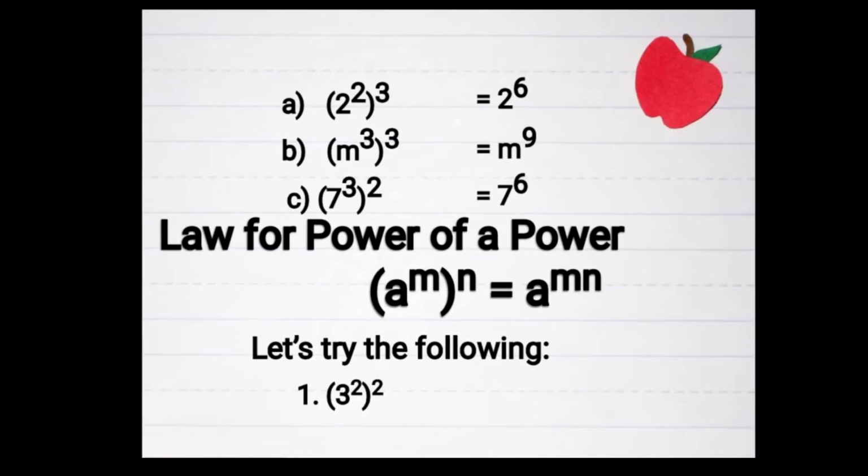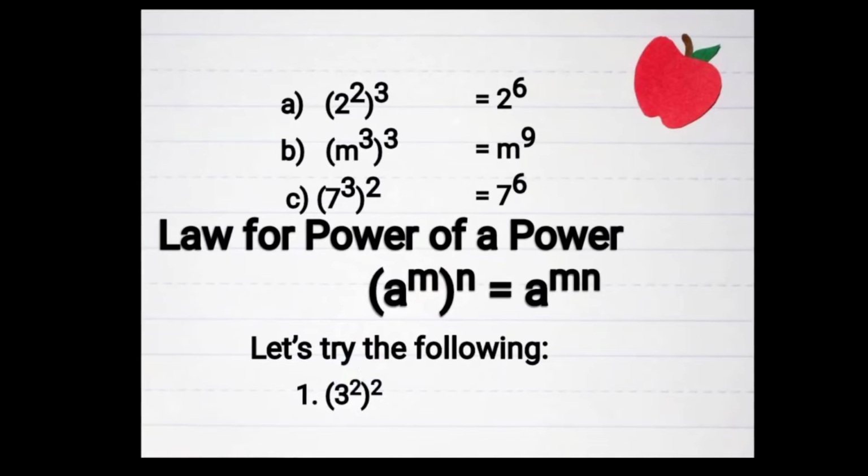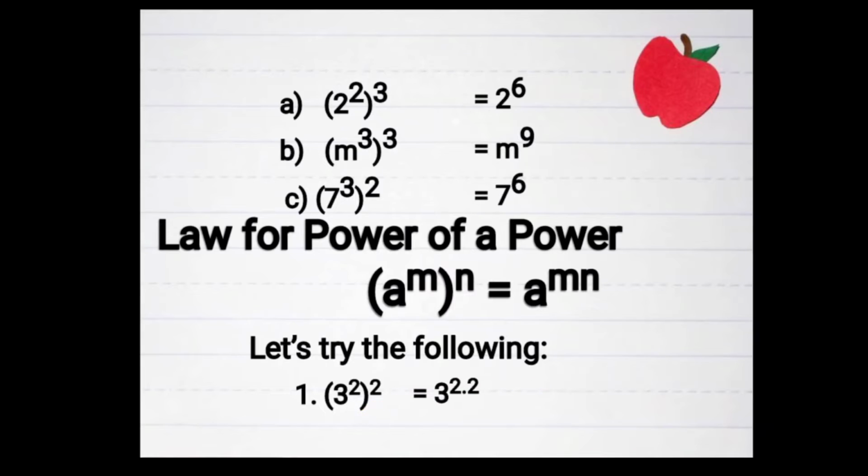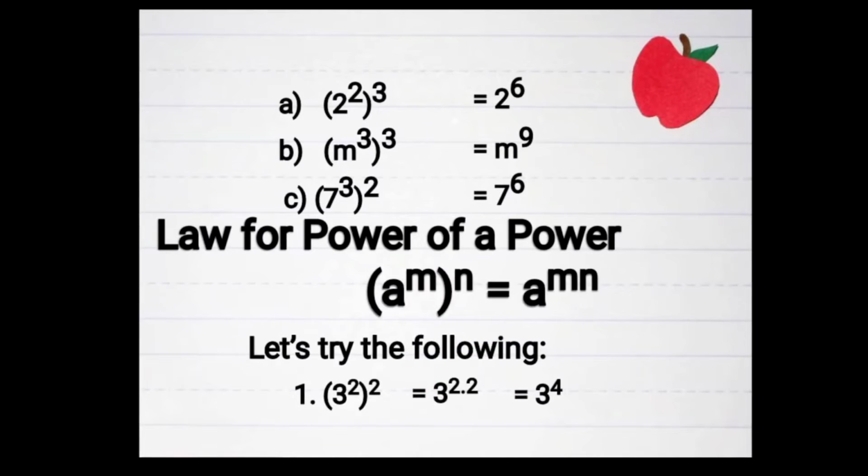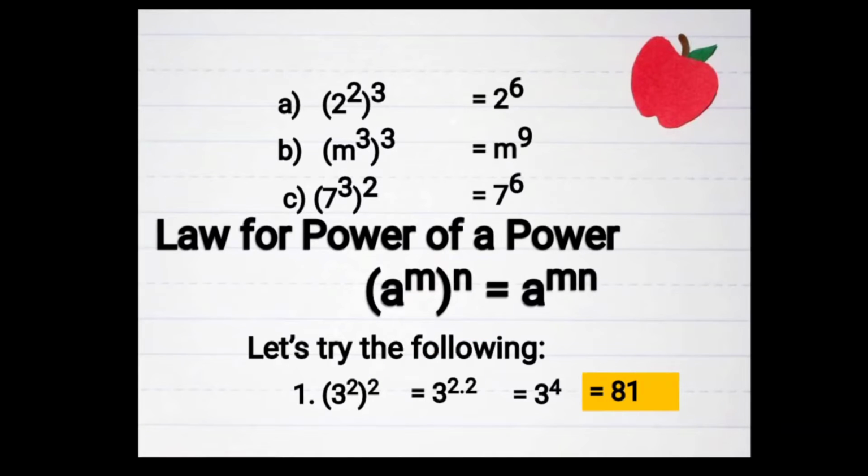3 squared, then squared. As I said, you have to multiply the outside exponent to the exponent inside the parentheses. So copy the base, we have 3, then multiply 2 times 2. The answer is 3 raised to 4. So 3 raised to 4 is equal to 81. 3 times 3, 9 times 3, 27 times 3 is 81.